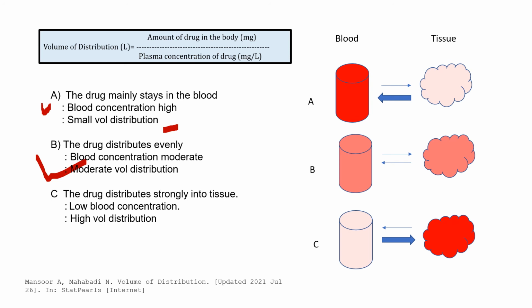In the second scenario, some of the drug moves from the blood channels to the tissues, and the concentration of the drug in the plasma will be less. The volume of distribution is not so high, but it is higher compared to scenario A. The third one is where the drug distributes strongly in the tissues. Most of the drug moves into the tissues and stays there. In that case, the concentration in the blood is quite low, and there will be a high volume of distribution. For example, chloroquine has a very high volume of distribution.